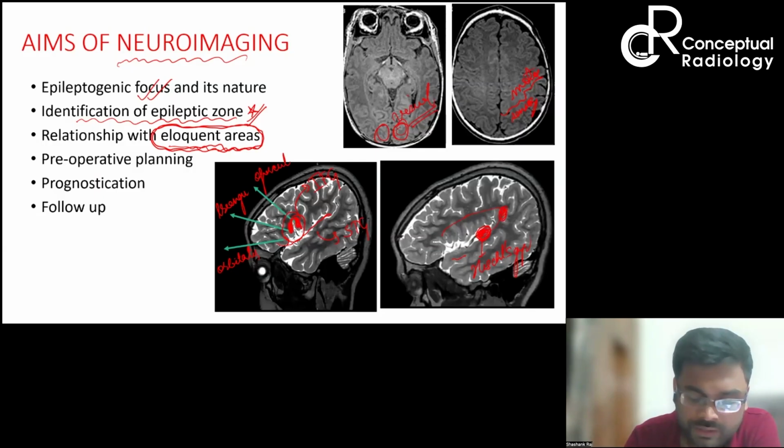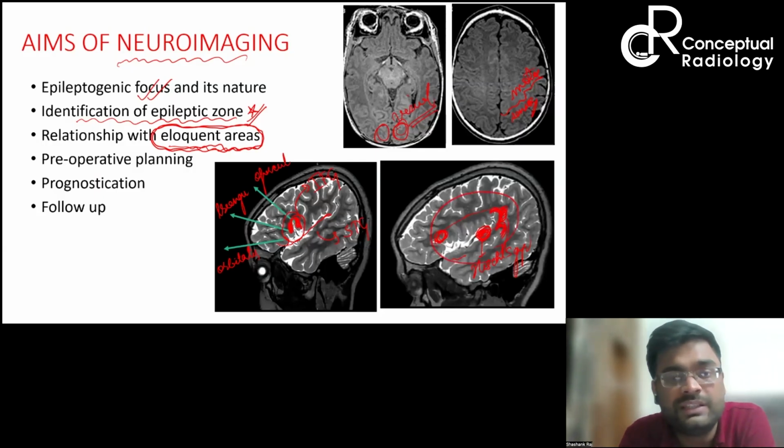Here we have the Wernicke's area. This is the supramarginal and angular gyrus here. So these form the Wernicke's area, and this is Broca's area. So all these areas are eloquent. So for any lesion related to these areas, the surgical planning becomes critical, basically.